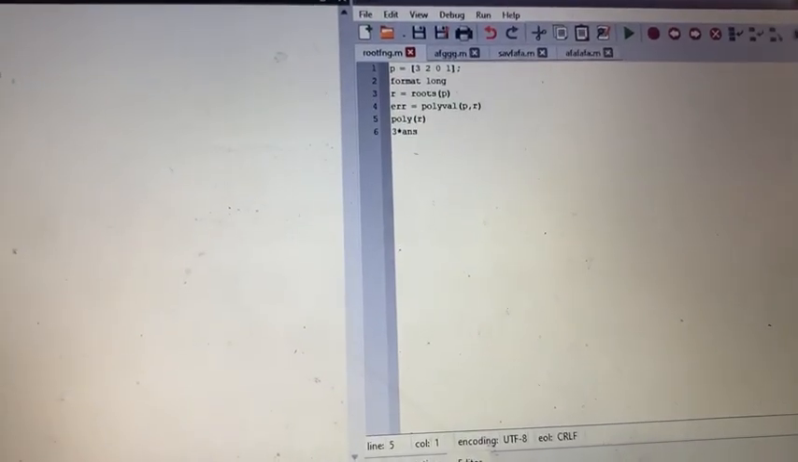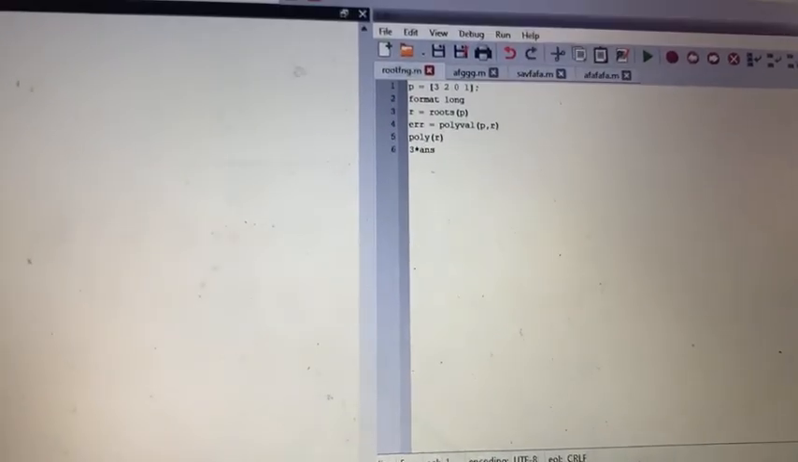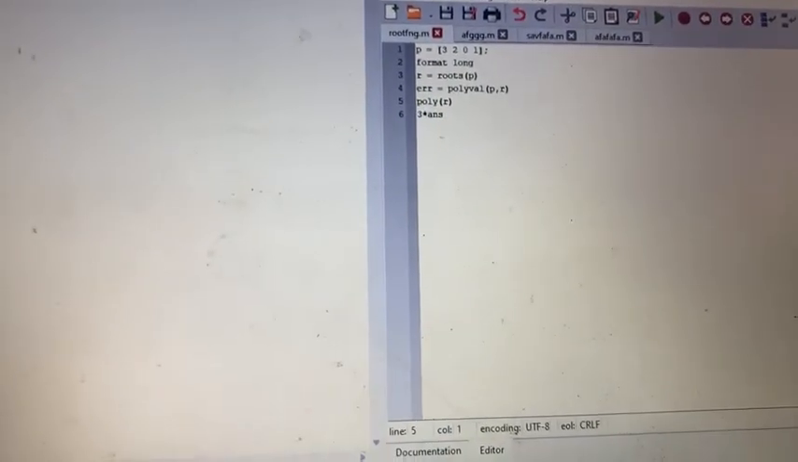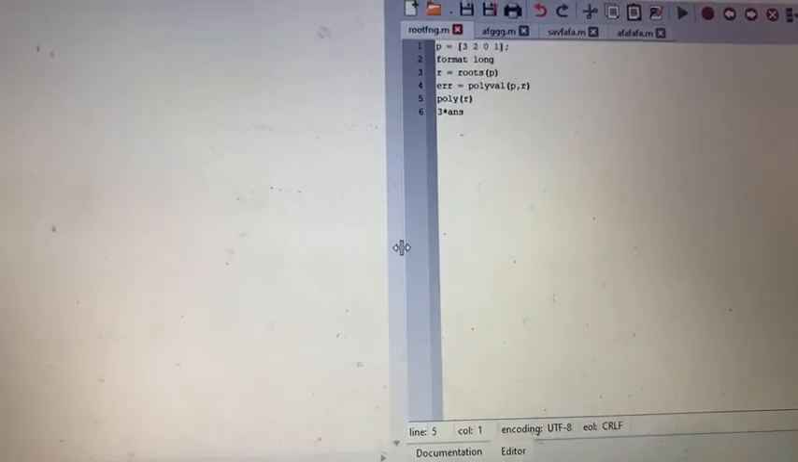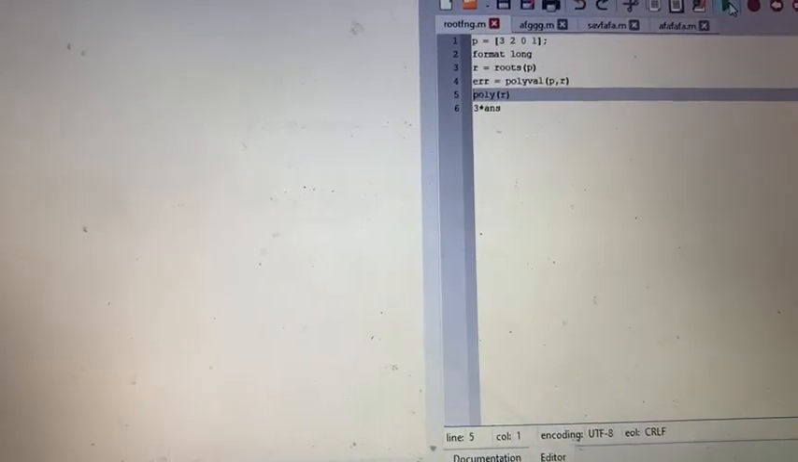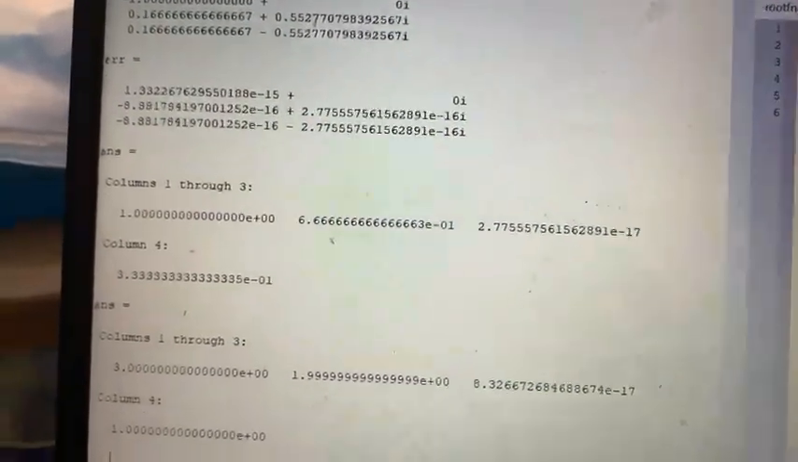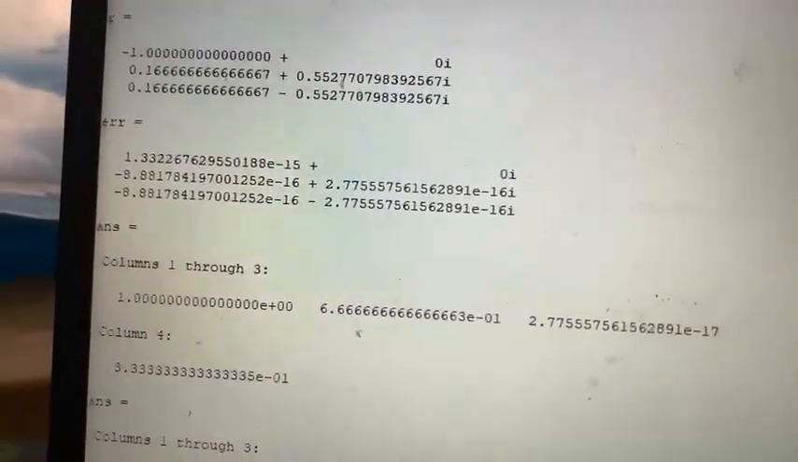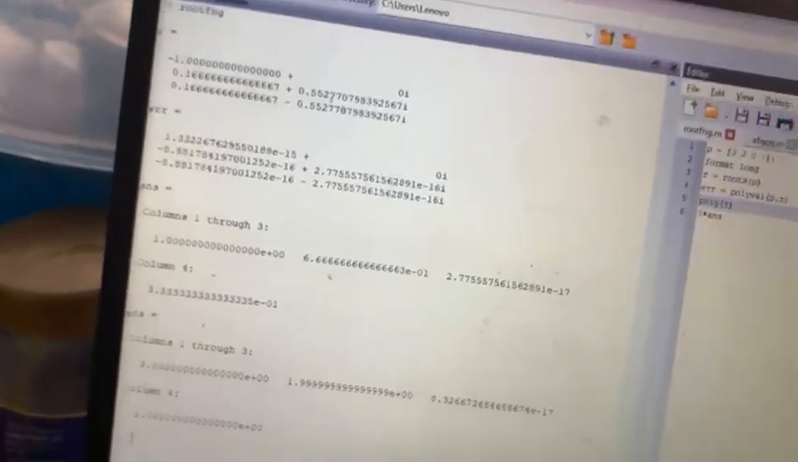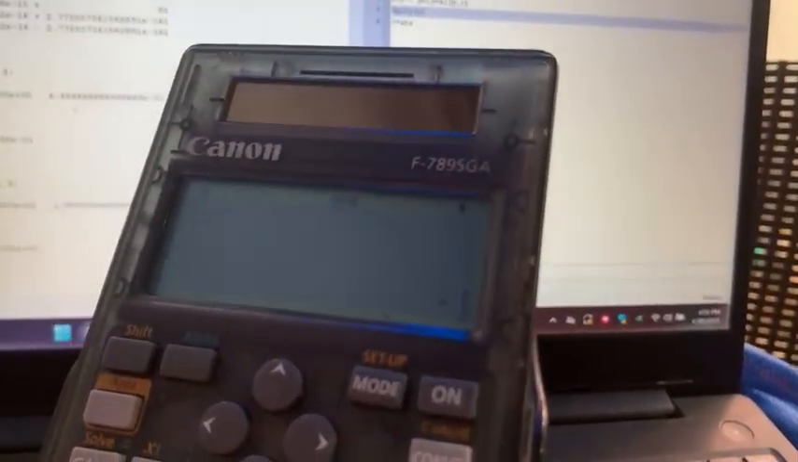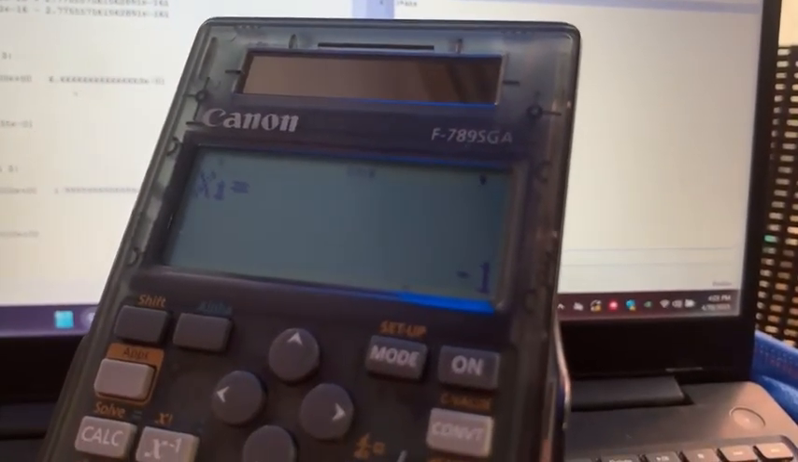Here's the code for the polynomial 3x cubed plus 2x squared plus 1. Here's the roots, the error, and the answer when it's multiplied out to 3. When I check it with the calculator, 3, 2, 0, and 1, it's the same.